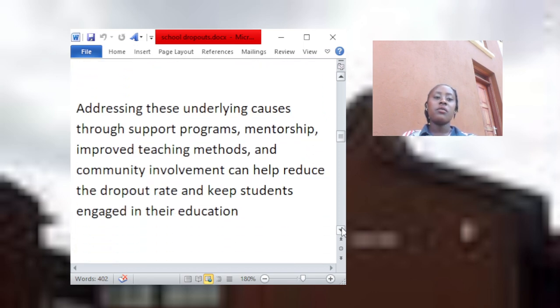So I conclude by saying addressing these underlying causes through support programs, mentorship, improved teaching methods, and community involvement can help reduce the dropout rate and keep students engaged in education. This is the goal, to address these causes by creating programs and mentorship. We have guidance and counseling for students, and mentors who come and guide them, and improved teaching methods so that they can be encouraged that education is good, and through this we reduce school dropout.